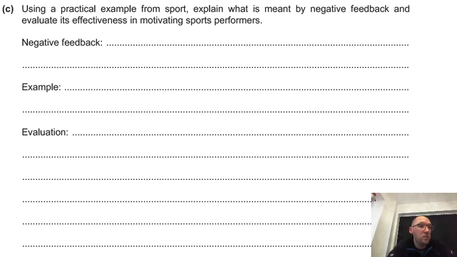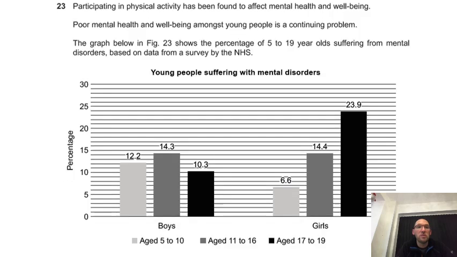Then your evaluation is: this could spur a player on to a better performance or to improve to a higher level of performance in response, encouraging them, or it might result in a lowering of confidence, lowering self-esteem, and might embarrass the performer. So it's a definition, then an example, and then evaluation in order to get all of your marks.